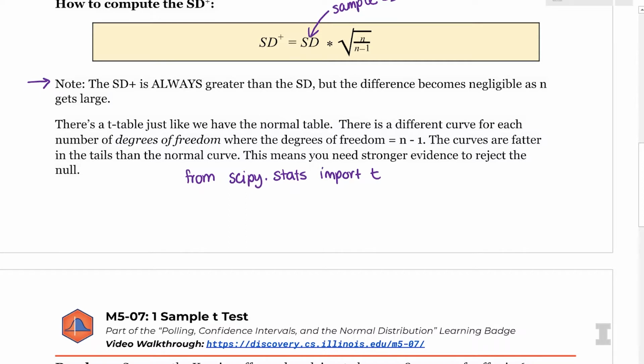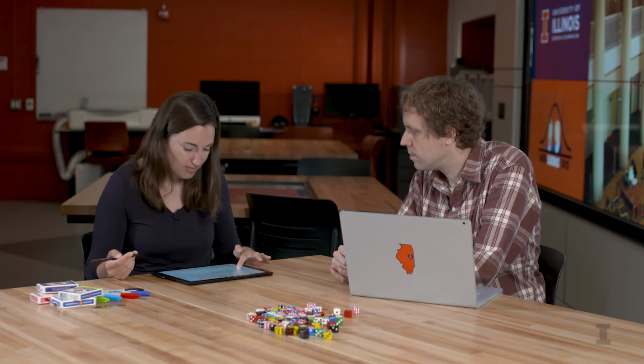Perfect. And so, like I said, there is a different curve for each number of degrees of freedom, where the degrees of freedom is just n minus 1. And the curves are fatter in the tails than the normal curve until we get up to those higher sample sizes. So this actually means that you need stronger evidence to reject the null with the t-test than the z-test. And that kind of makes sense because with these small samples, we have a lot of uncertainty, so it's more likely to be greater error.